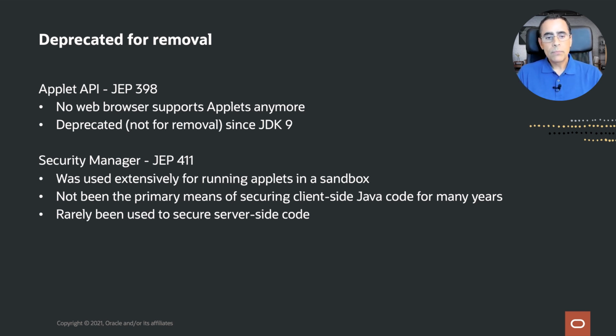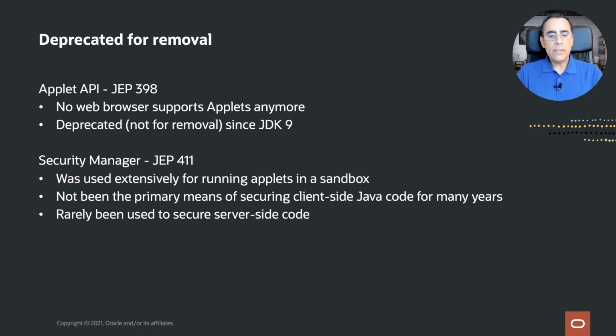The first one is APIs that were used mostly to support applets. They have been deprecated since JDK 9, but were not yet tagged for removal. Adding for removal means that additional warnings will be triggered when compiling code that uses these classes and interfaces.